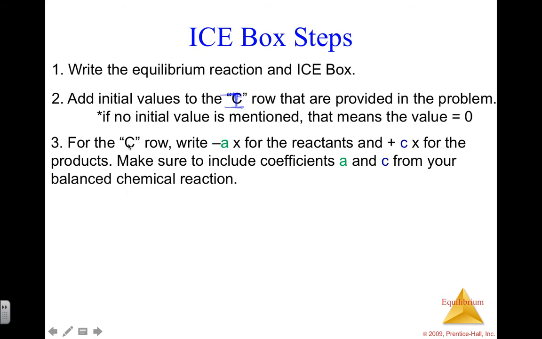Number 3, for the C row, write minus aX for the reactants and plus cX for the products. Make sure to include coefficients a and c from your balanced chemical reaction. So again, if you have a coefficient of 2 in front of the reactants, minus 2x, coefficient of 3 in front of the products, plus 3x, and that is just taking into account the mole ratio from reactants to products. Step 4, for the E row, add I plus C, so I plus C equals E.